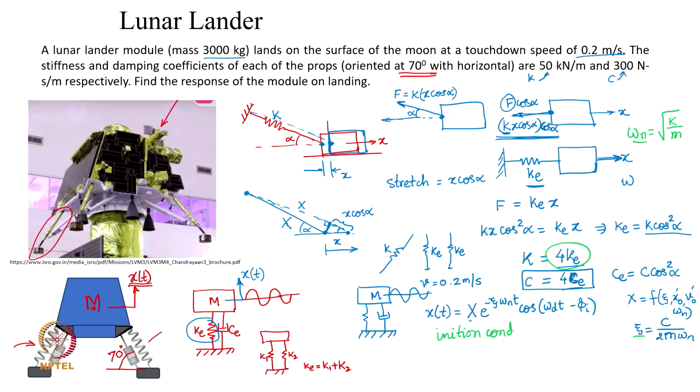What are initial conditions here? The lander is coming down with some velocity. So, that velocity is your initial velocity as it touches down on the surface. So, supposing that touchdown velocity is 0.2 meters per second, V naught is known. How about x naught? Is this x naught known? Is it 0?